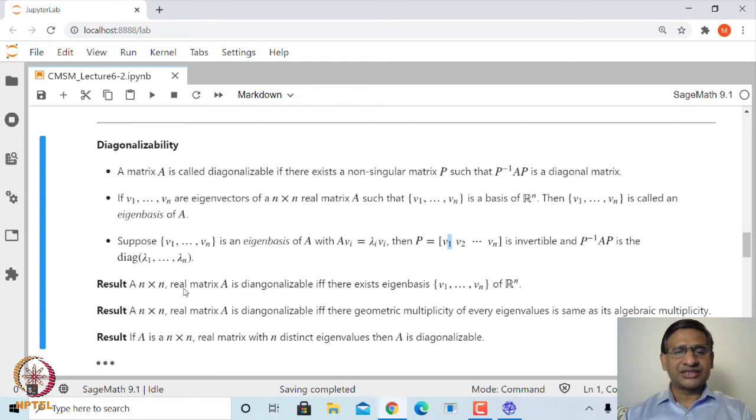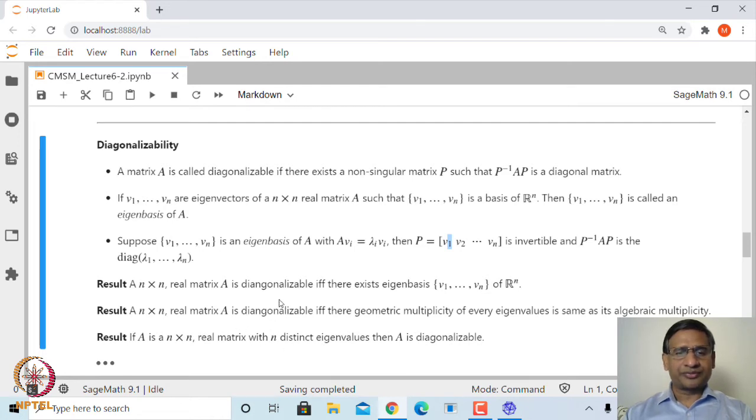Then the next result says that if you have an n cross n real matrix, then it is diagonalizable if and only if it has an eigenbasis. That is what the previous one says, right. If you have an eigenbasis, it is diagonalizable, and the converse is also true. If the matrix is diagonalizable using this invertible matrix P, then the columns of P will be eigenvectors.